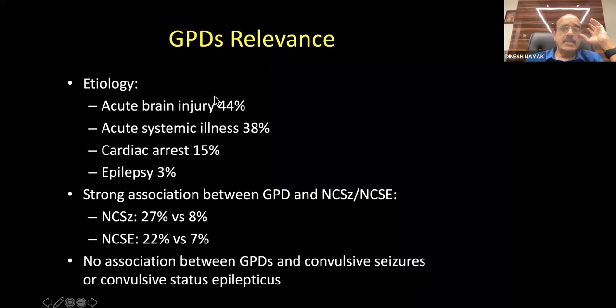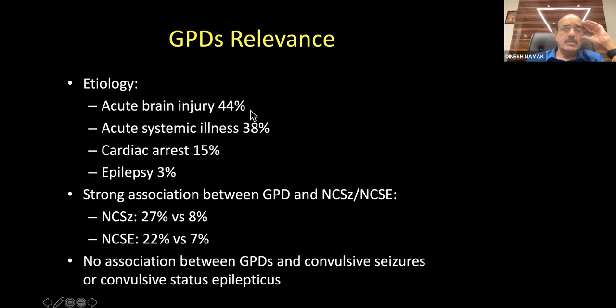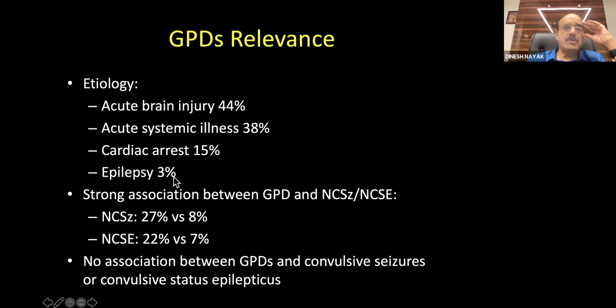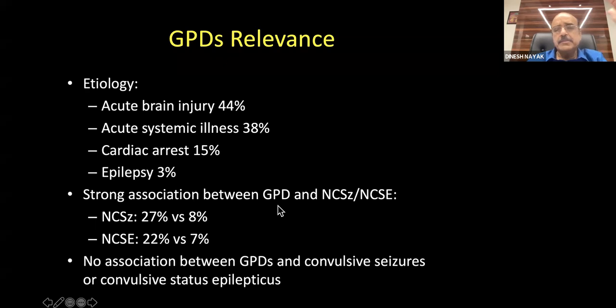And you can see that the commonest etiologies were brain injury, systemic illness, cardiac arrest. Very rarely do you see it in epilepsy. That's the point: in chronic epilepsy, having an acute injury is not very common. On the other hand, acute brain injury, traumatic brain injury, anything due to systemic illness, cardiac arrest, these are the common etiologies. And if you see GPD, then these patients have a very high risk of having non-convulsive seizures and non-convulsive status epilepticus.